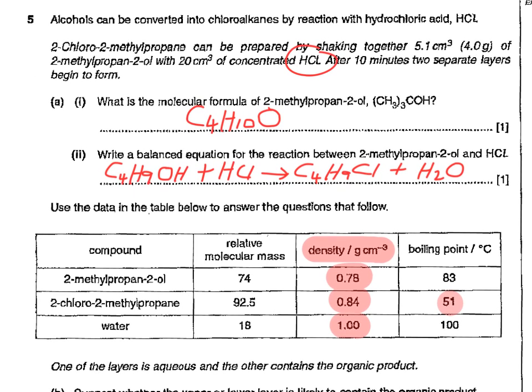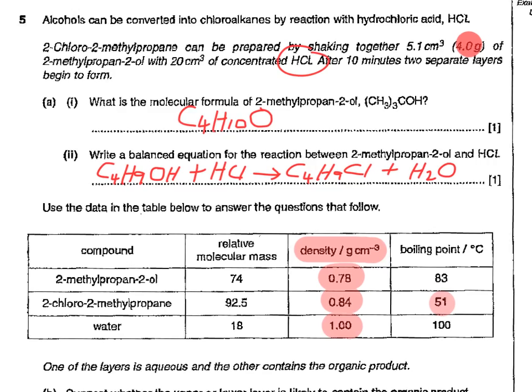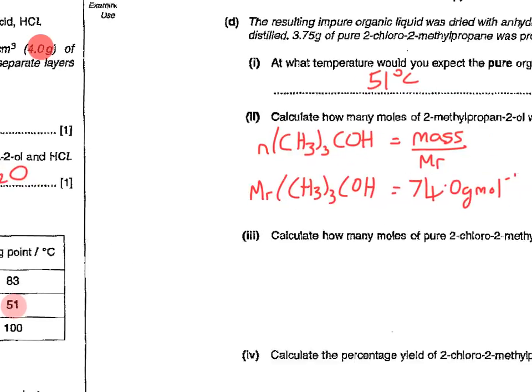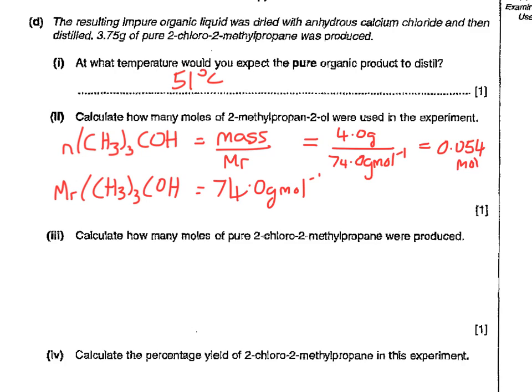So it shows quite clearly 4 grams, top right hand corner of the screen. So now we need to go and use that to calculate the number of moles that will be present in that amount. That gives us 0.054 moles.